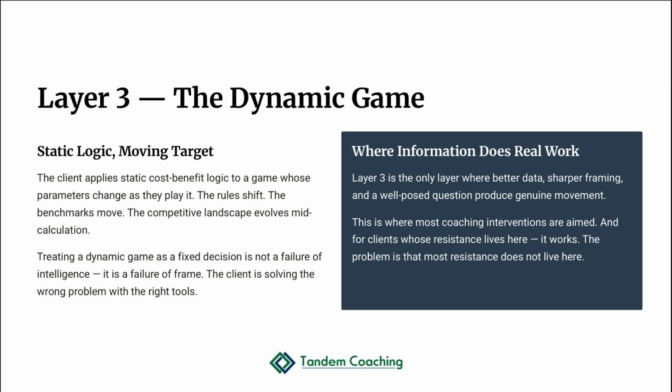Layer 3, the dynamic game. Here the client applies a static cost-benefit calculation to a game whose parameters keep changing as it is played. Treating a moving game as a fixed decision is a framing error, solving the wrong problem with the right tools. Smart people do it all the time. And here is why layer 3 matters. It is the only layer where better data, sharper framing, and a well-posed question do real work. This is where your ROI case lands. The trouble is that most resistance does not live here.